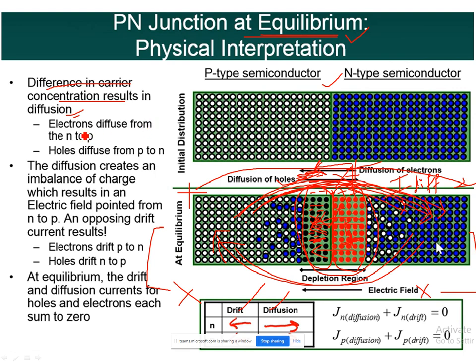And whatever I have said, I am repeating again. Electrons diffuse from n to p, holes diffuse from p to n, correct? The diffusion creates imbalance of charge, which results in an electric field pointed from n to p. Yes, and an opposite drift current is resulted by that phenomenon. And at equilibrium, drift current and diffusion currents for holes and electrons sum to zero. That is, they cancel each other.